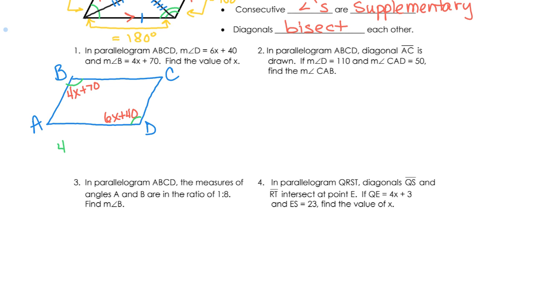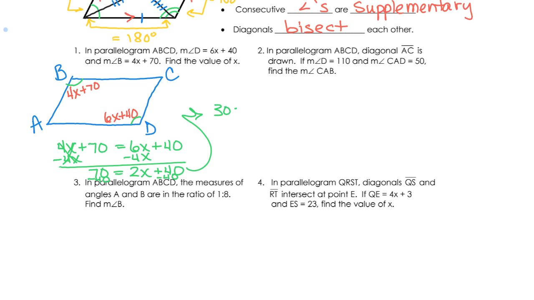Therefore, we can take 4x plus 70 and set it equal to 6x plus 40. And we're going to find the value of x that makes those two angles equal. So I'm going to go ahead and subtract 4x. We end up with 70 is equal to 2x plus 40. Go ahead and subtract the 40. And we're going to end up with 30 equals 2x and divide by 2. And x comes out to equal 15. And that is all they wanted us to figure out was the value of x. And so that's our answer.